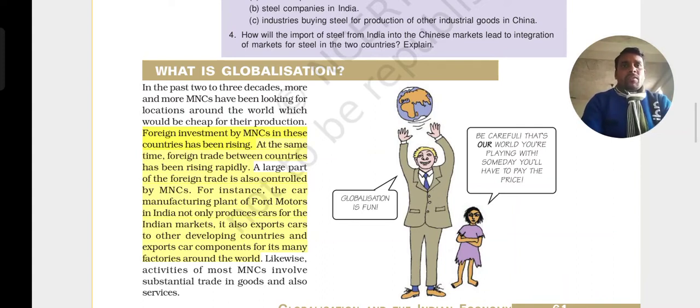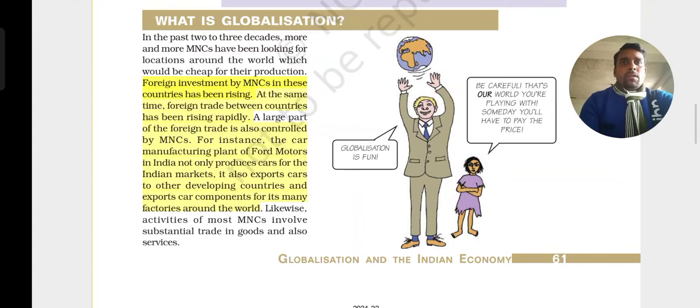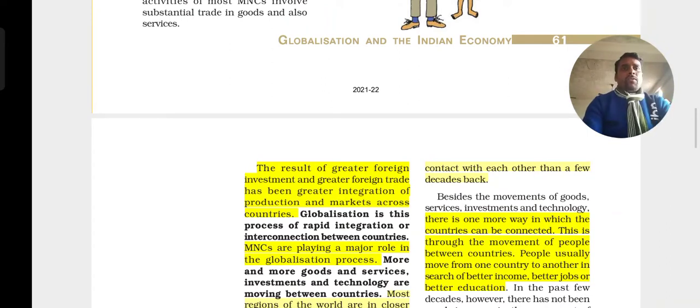A large part of foreign trade is controlled by MNCs. One example we can see in India is that Ford Motor manufacturing has been established here. As we discussed in the previous class, in India Ford Motors not only produces cars for the Indian market but also exports to other developing countries. Some of the components needed by factories are also transferred or provided.